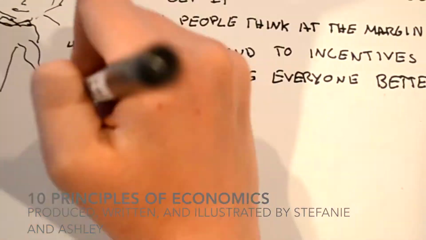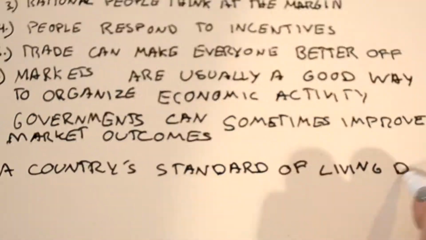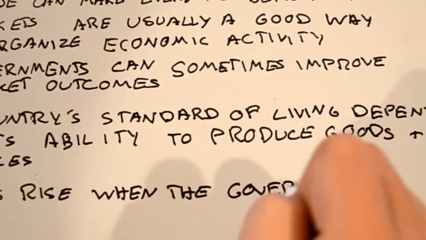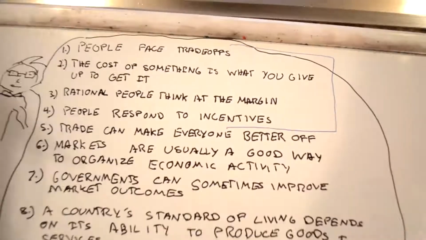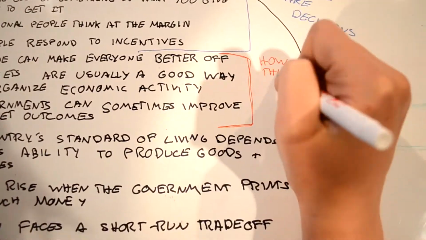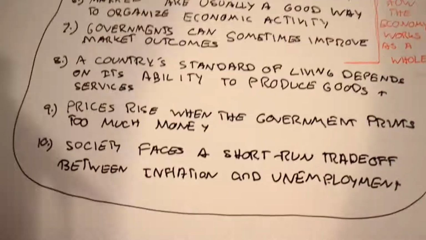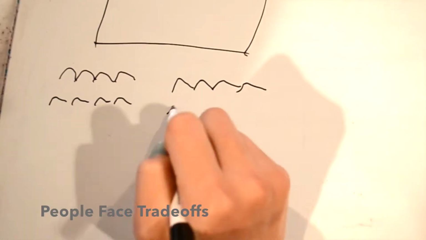The field of economics has many different facets, but is ultimately unified by 10 central ideas. The 10 principles of economics offer an overview of what economics is all about. These principles are grouped into 3 general sections: how people make decisions, how the economy works as a whole, and how people interact.